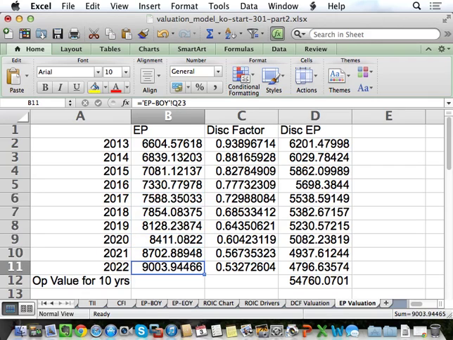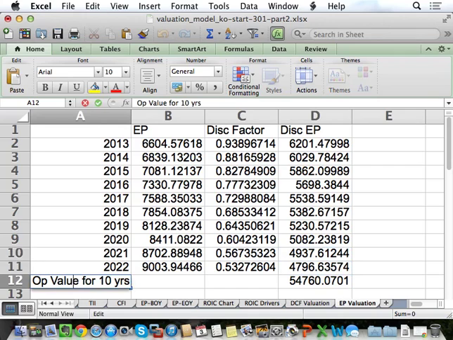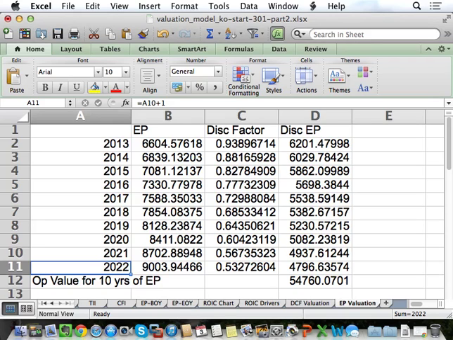Same discount factors. These are the discounted economic profits. This is the operating value for 10 years of the economic profit. So that's basically the change in value of Coke over the first decade, 54,760,07.